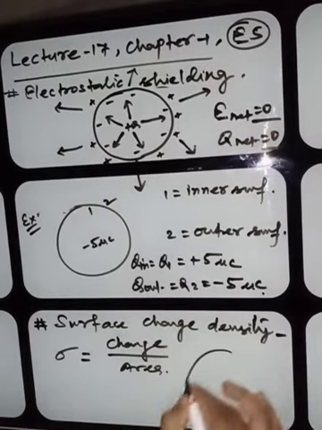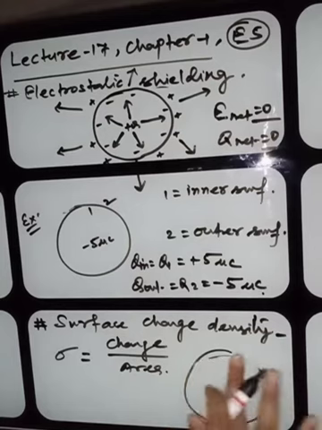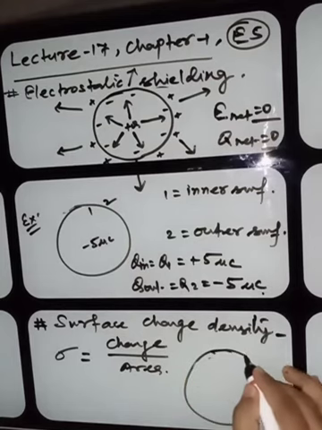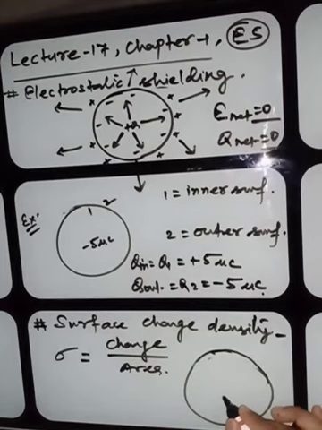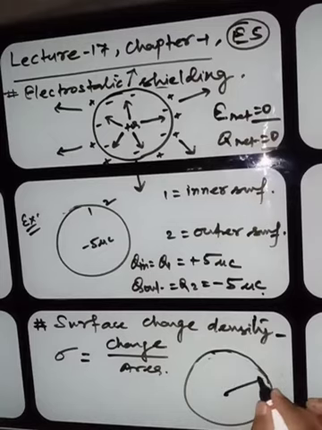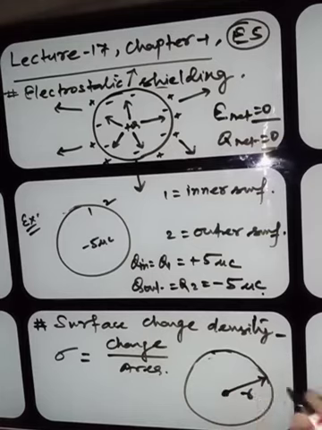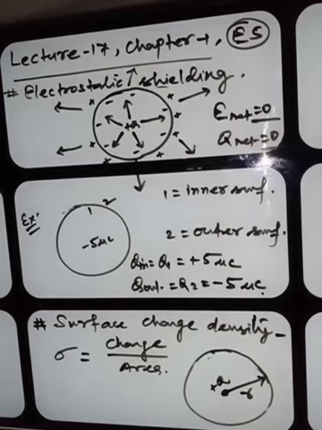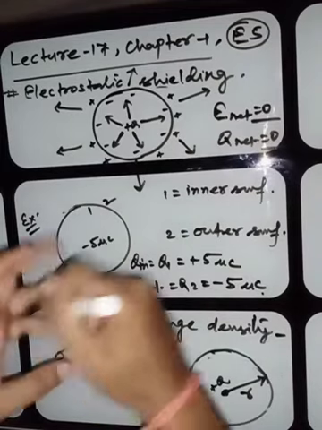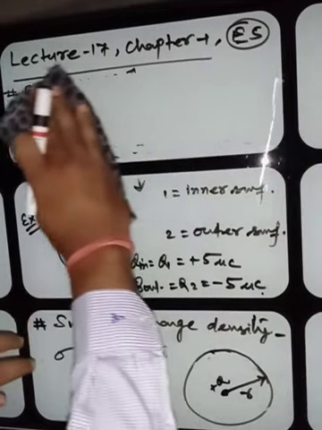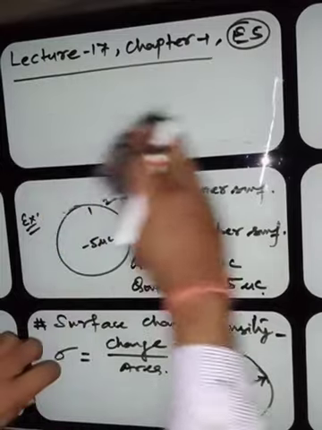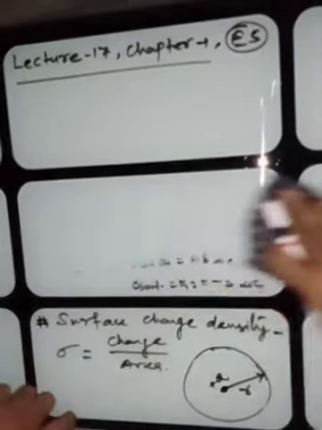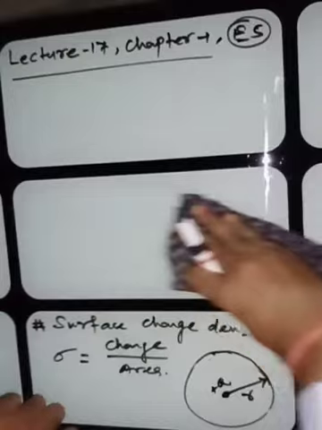Okay, this is a conductor of radius r. Suppose at the center we have placed plus q. So you have to write the surface charge density at the inner surface and outer surface of this conductor, my dear student.